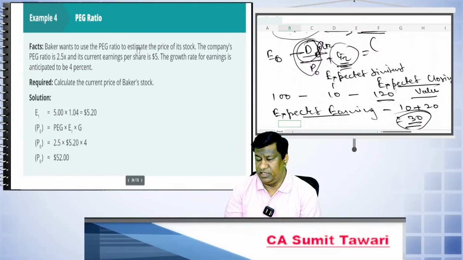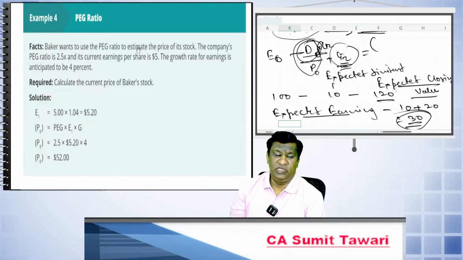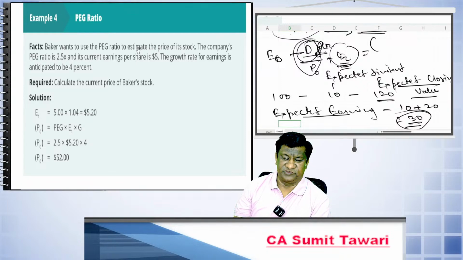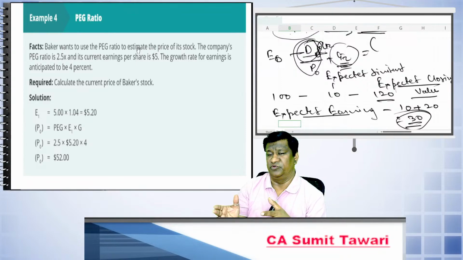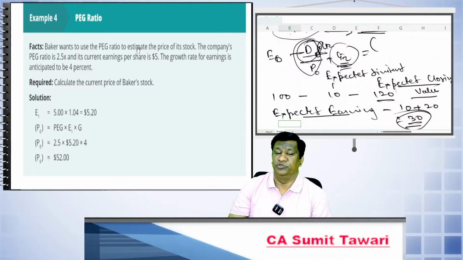Any doubt here? And these formulas you need to memorize slightly, actually, but it is very easy because you are just using the comparable companies' ratio and calculating your own shares.